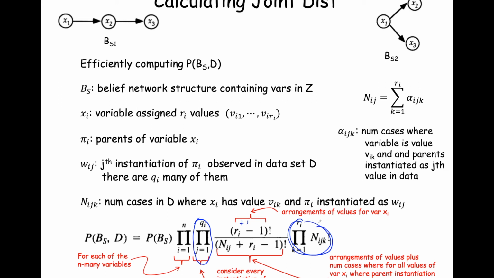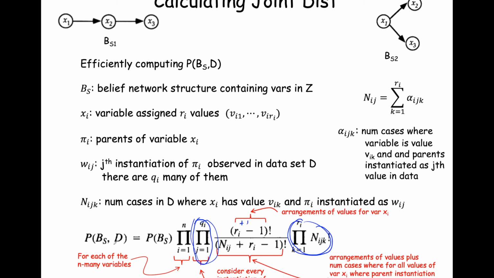So this inner product says choose the first value, choose the second value, choose the third value, and this product is saying for all the other values that we're not considering, both for the instantiation of the parents as well as instantiation for the variable itself. And so we multiply all that together because for the score of the network, we have to consider the combination of all possible assignments you can have of variables and their parents, and you're doing it from the data expressing this proportion.